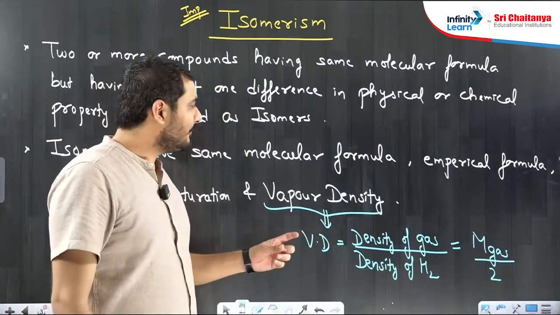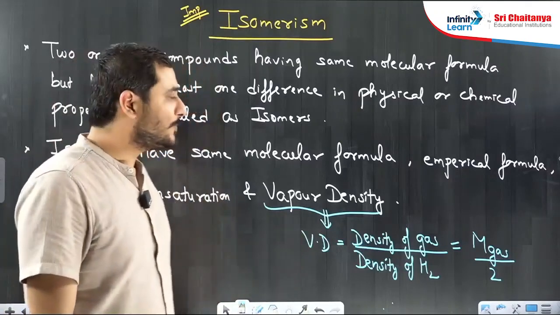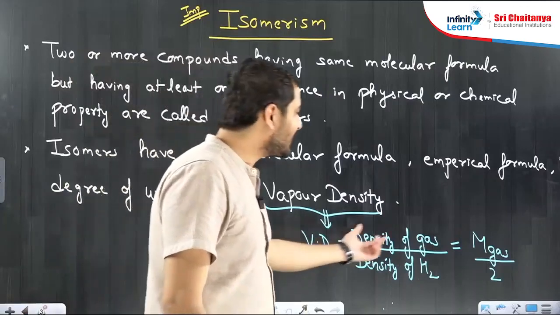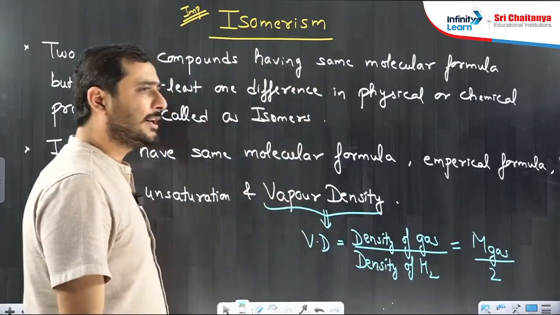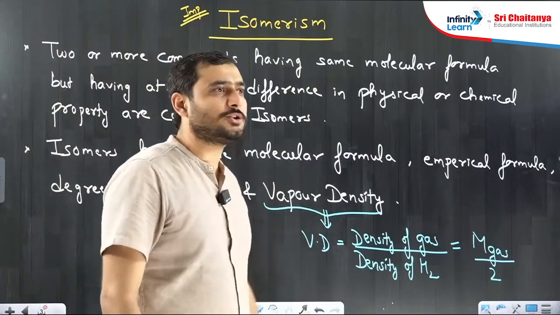In physics, in the fluids chapter, we have heard about specific gravity. Specific gravity is defined for solids and liquids, and vapor density is defined for gases. Relative terms have no units, they are unitless quantities. So vapor density is unitless.